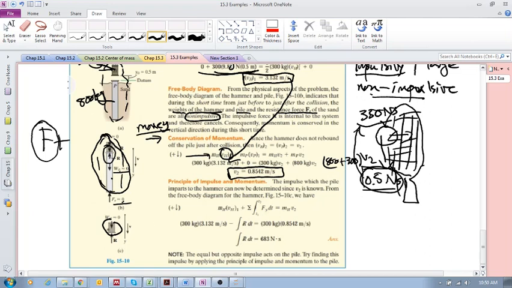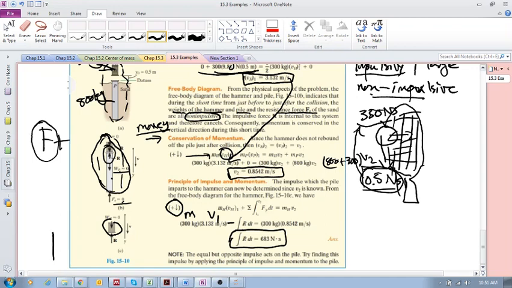So if we consider the hammer, then we've got mv at state 1, just before impact. Okay, then we've got this negative impulse, minus R dt, is equal to mv2, the mass of the hammer times the velocity. And there we can calculate our impulse. Take note that because we chose the hammer, the impulse is up, and so we've got a negative impulse, if we choose down as positive.